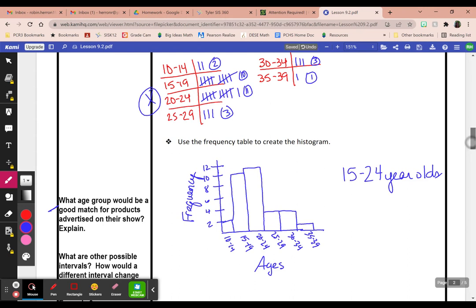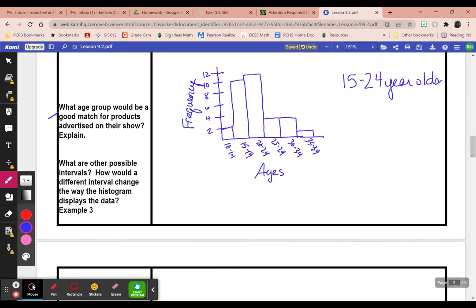All right, and then if we go down to the bottom, it says, what are other possible intervals and how would a different interval change the way the histogram displays the data? Well, there's lots of possibilities here for this answer. Another one is, like I said, the age range we had was like 14 to 37. So you could do intervals of 10.